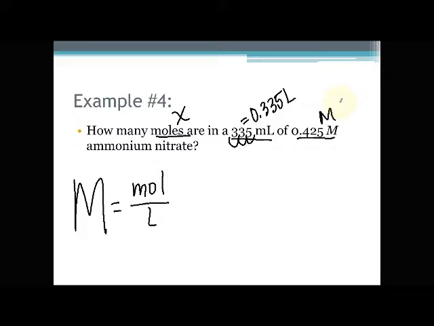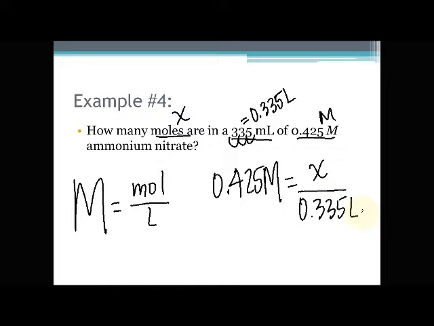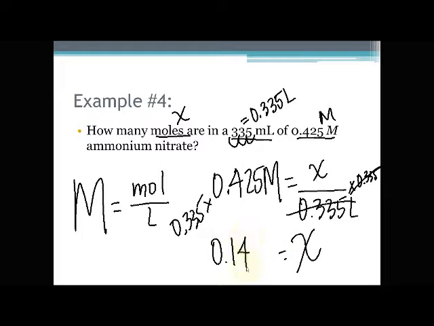So plugging in our stuff, 0.425 M equals X over 0.335 liters. Multiply both sides. And X, our moles, is equal to 0.142 moles. Okay, so those are easy.